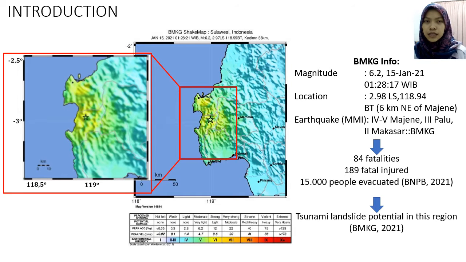The background of the study is motivated by a catastrophic earthquake event with a magnitude of 6.2 that occurred on 15 January 2021 at Majene, West Sulawesi. As we can see in this picture, the star shape was the location of the epicenter of the earthquake. This event caused 84 fatalities, hundreds seriously injured, and thousands of people evacuated, according to BNPB 2021.